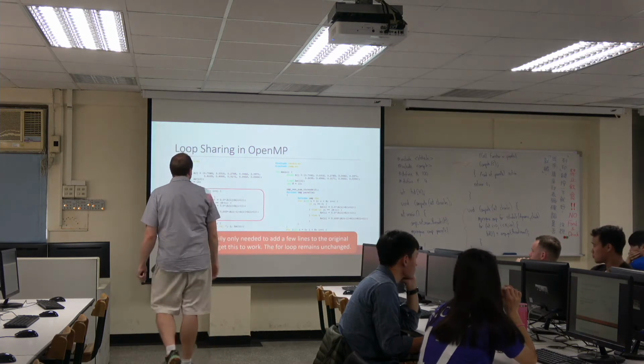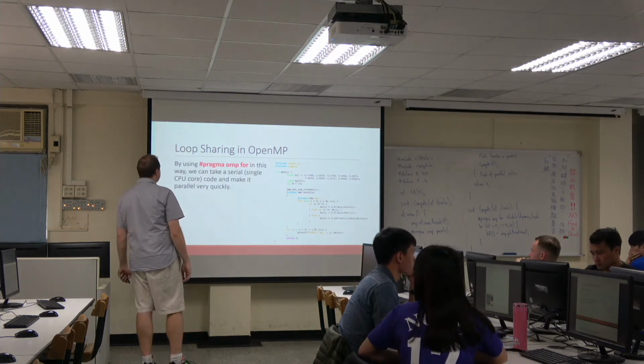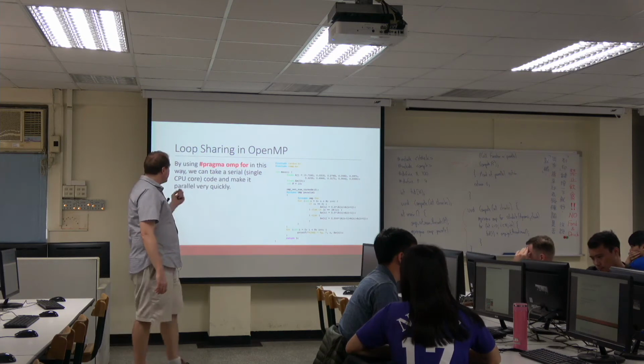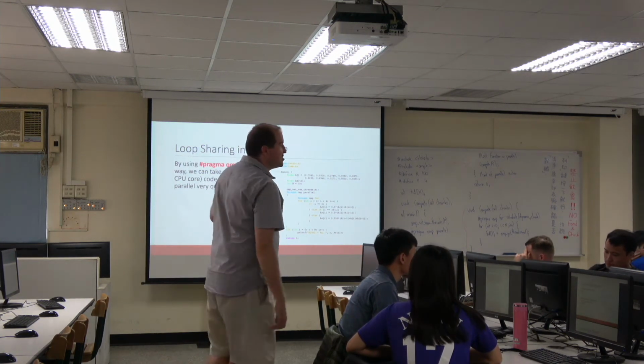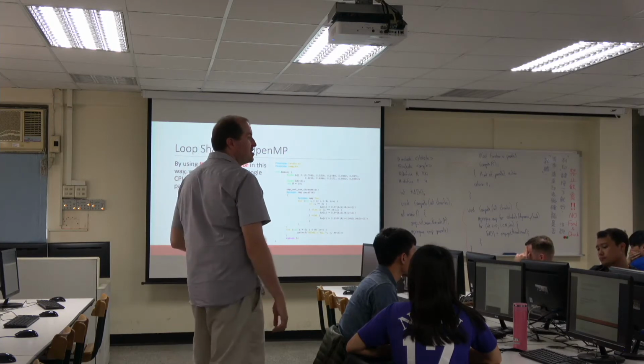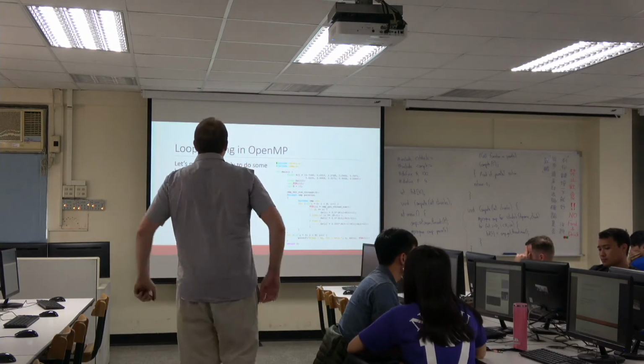It wasn't hard. There it is. The code hasn't changed. So by using pragma omp for, we can take a serial code and parallelize it very quickly. This is not the last thing you do. This is normally the first step. Then we play with it.